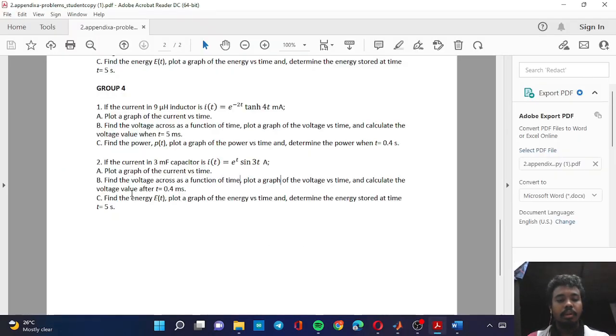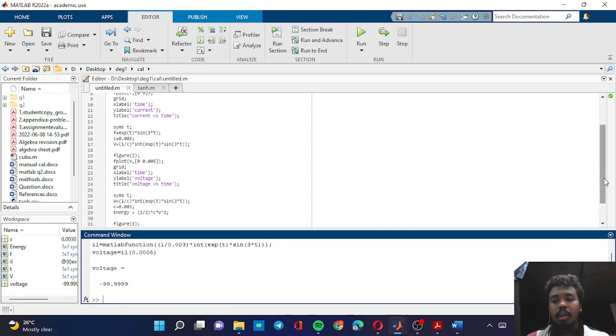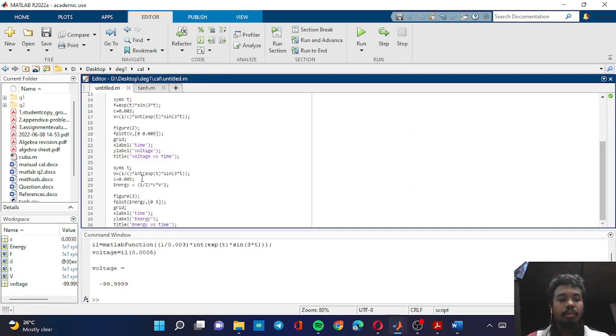So we go to question 2c. It asks to find the energy, plot a graph of the energy versus time, and determine the energy stored at time t equals 5 seconds. Alright, I already did the coding. Let me show you this coding.